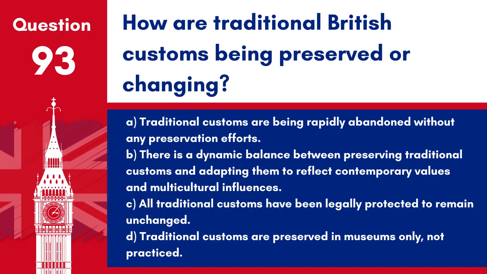Question 93. How are traditional British customs being preserved or changing? A. Traditional customs are being rapidly abandoned without any preservation efforts. B. There is a dynamic balance between preserving traditional customs and adapting them to reflect contemporary values and multicultural influences. C. All traditional customs have been legally protected to remain unchanged. D. Traditional customs are preserved in museums only, not practiced.